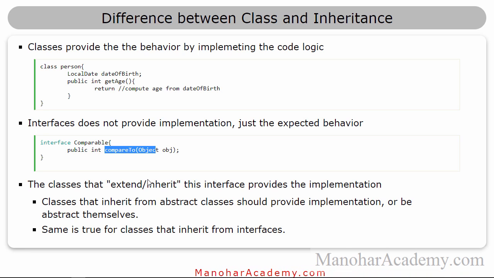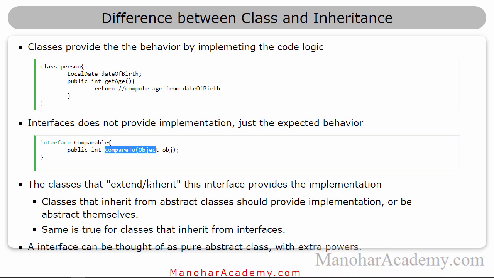Also, the interfaces can be thought of as pure abstract classes with just abstract methods. But they are not classes, as we have already said. They can be thought of as abstract classes, pure abstract classes. So whenever you are inheriting or implementing an abstract class, you should provide implementation for all the abstract methods. Same is true for the interfaces. Whenever you are implementing an interface, you have to provide the implementation for every abstract method that is present in the interface.